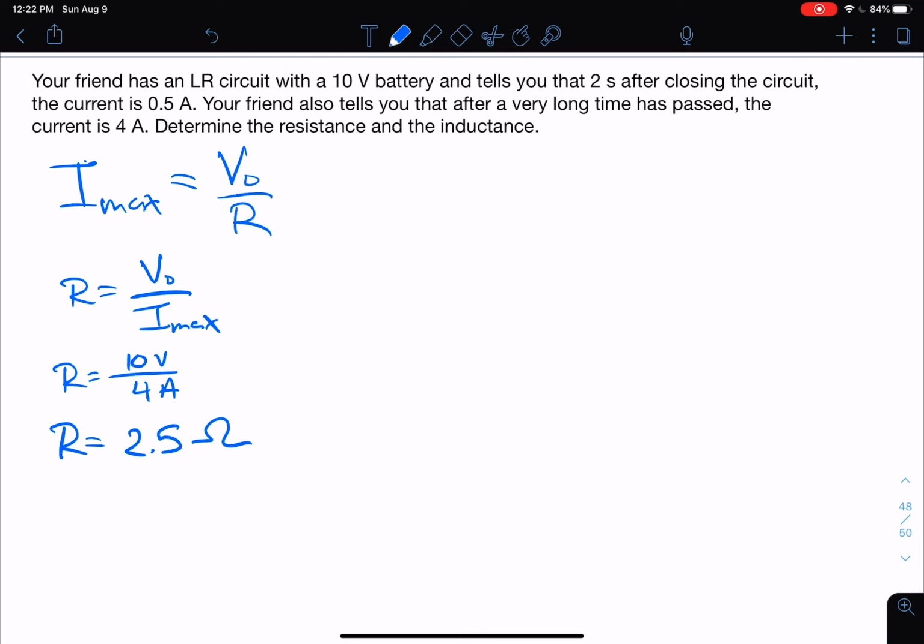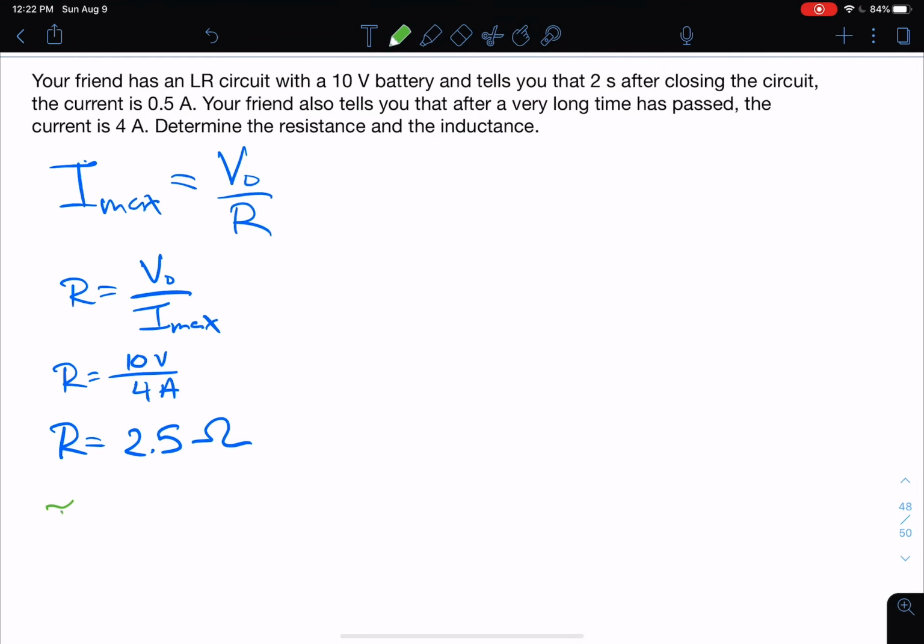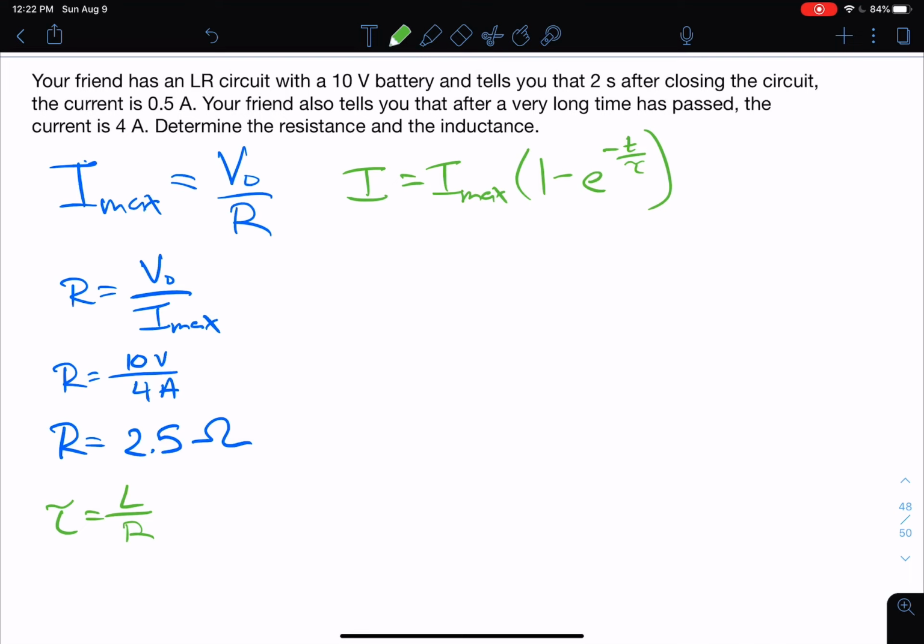Okay, to do that, the only formula we have for inductance is this one, which deals with the time constant. This is the only formula we have in the LR circuit that deals with inductance. So we need to find the time constant, which means we're going to use this formula. We're going to use this one and solve for tau.